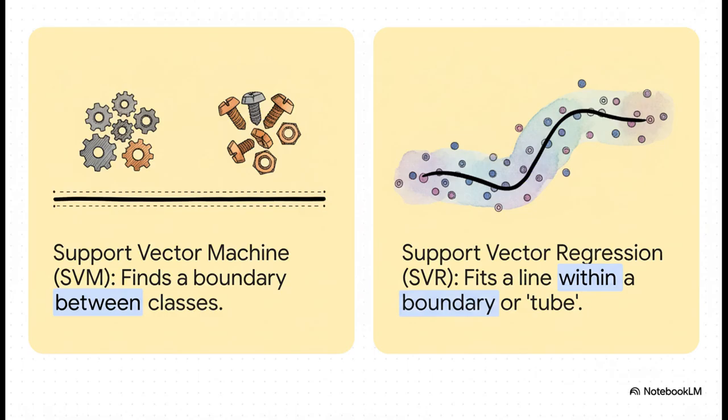Now, remember our friend the SVM? Well, it has a sibling for regression, and it's called, you guessed it, support vector regression, or SVR. While the SVM wants to find a boundary between two groups, SVR does the opposite. It tries to fit a line where as many data points as possible fall within a certain boundary, or tube. Any of the points inside that tube just get ignored, which makes SVR really good at spotting the main trend without getting distracted by tiny, insignificant noise.